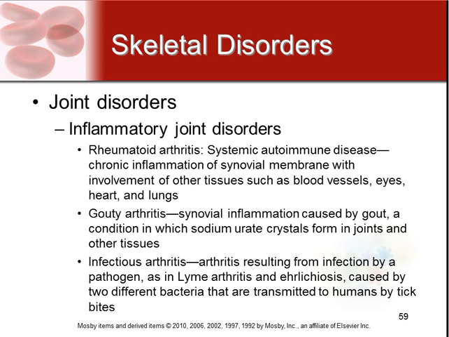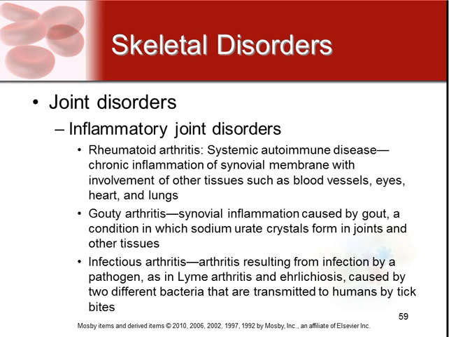So rheumatoid arthritis is an autoimmune disease. Autoimmune means that it's the body attacking itself without need to. And it causes a chronic inflammation of that synovial membrane. And it can even start involving other tissues such as blood vessels, or it can cause some inflammation in your eyes, or your heart, or your lungs. You're normally in a lot of pain.